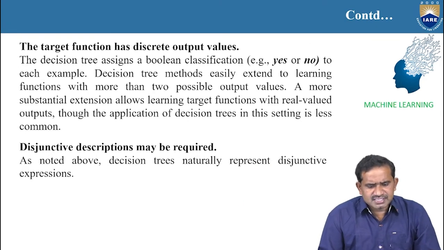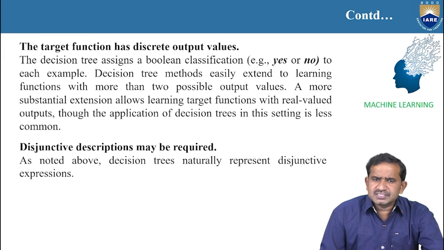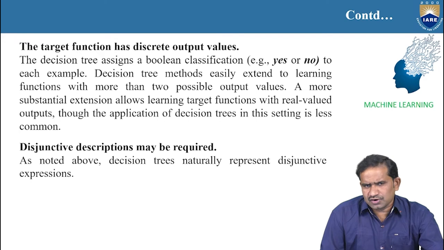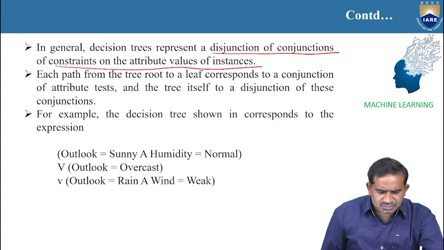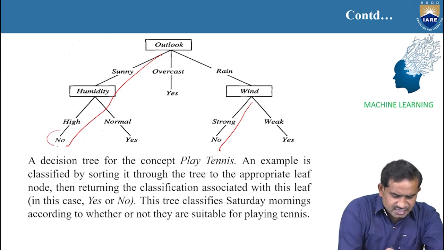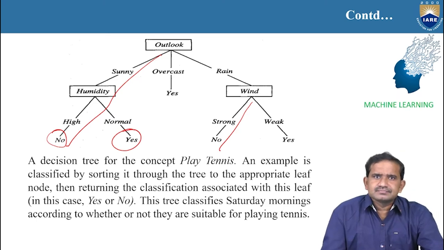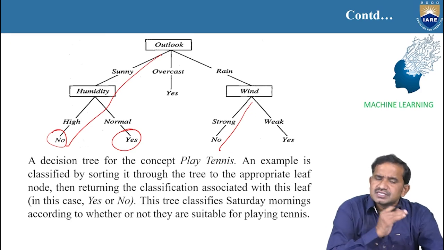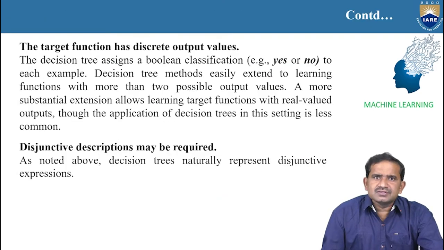Next one: the target function has discrete output values. Discrete means specific. We try to finalize, means make some decision, either yes or no, or true or false, or positive or negative. Whereas coming to the decision tree representation, we can observe this also. For sunny, after finalizing, it is either no or yes. Means some discrete value is finalized. There is no expansion, there is no continuous way, because it is finalized. Means the target function has discrete output values.